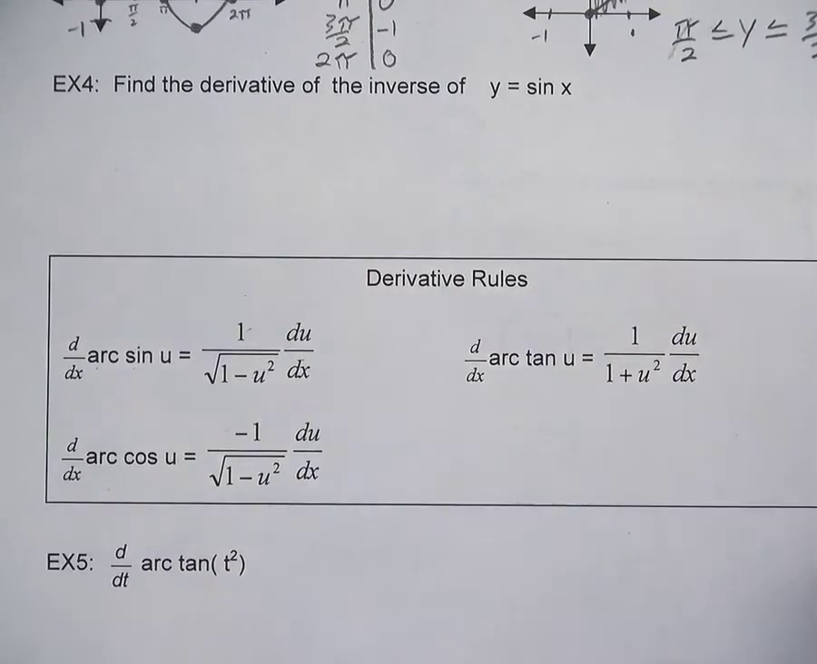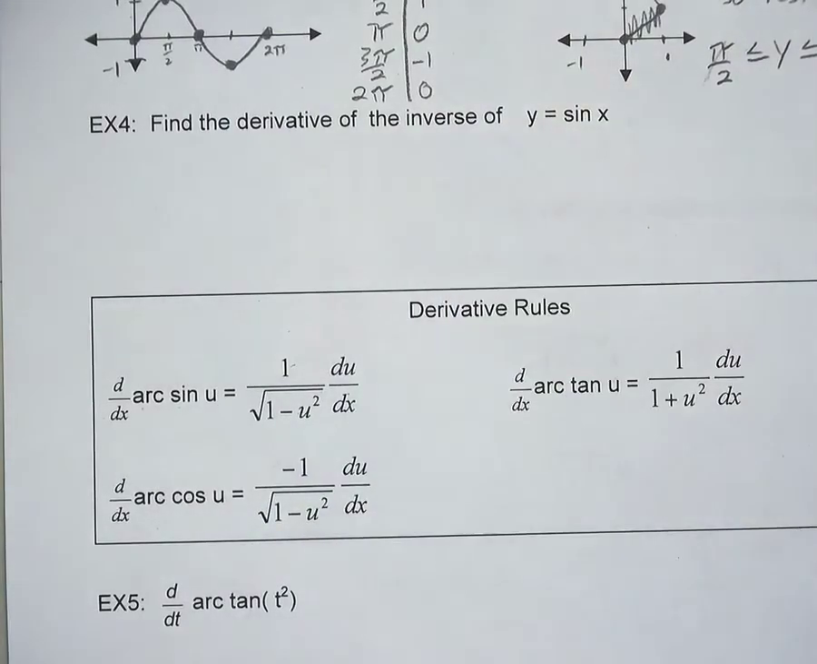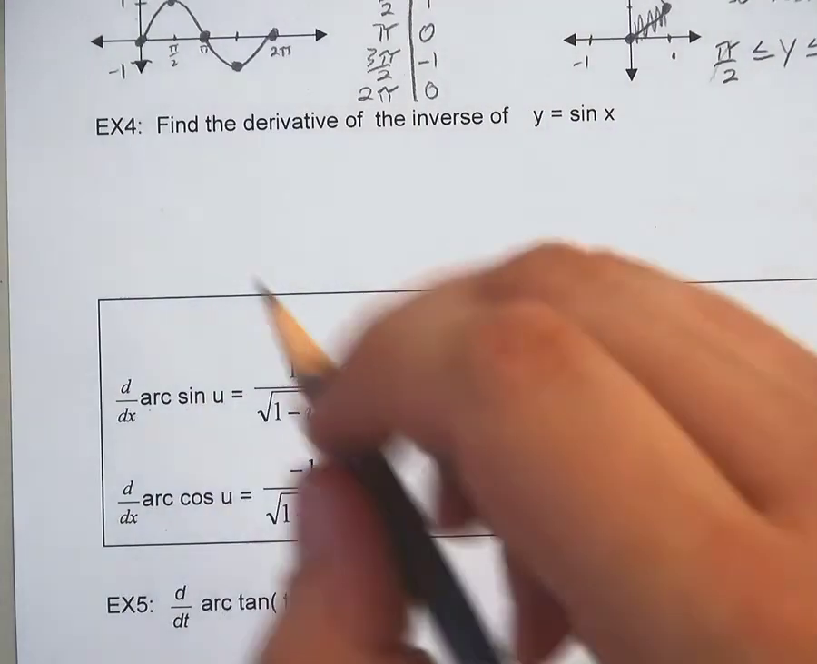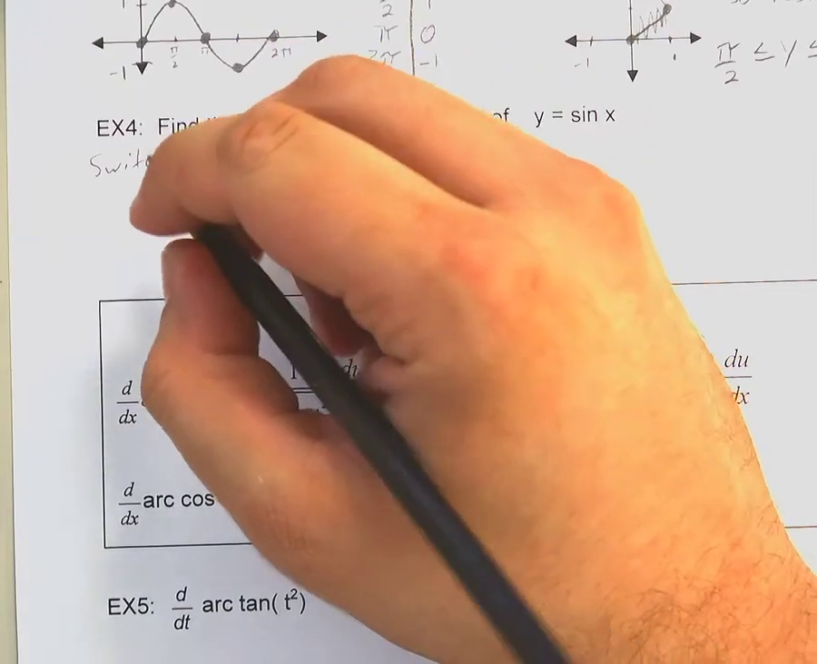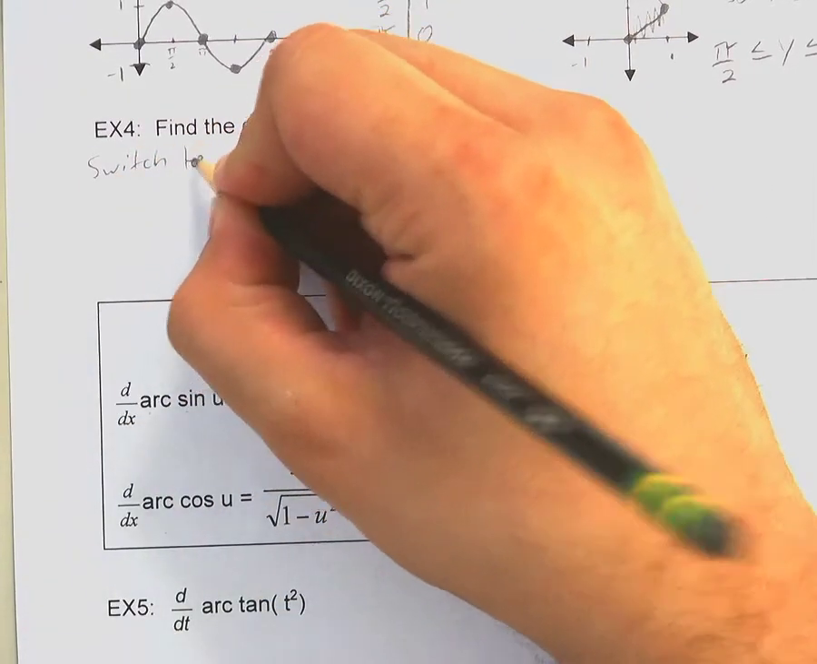Here's what it's going to look like. I'm using sine up here, obviously. So the first thing I want to do is switch to find the inverse.